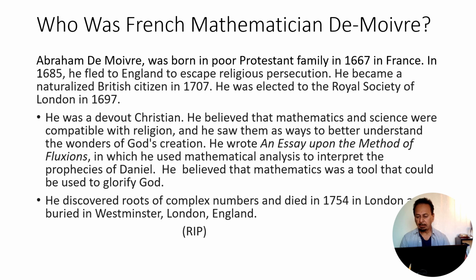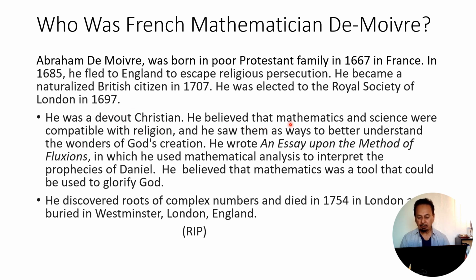Who was the French mathematician DeMoivre? Abraham DeMoivre was born in a poor Protestant family in 1667 in France. In 1685, he fled to England to escape religious persecution. He became a naturalized British citizen in 1707. He was elected to the Royal Society of London in 1697. He was a devout Christian.